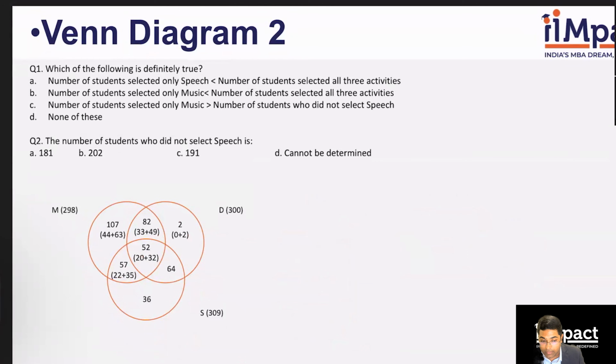So these are the values that I will get. And the brackets are talking about the girls and boys number in every breakdown. Now it's very simple. Question number 1, which of the following is definitely true? Number of students in only speech is less than number of students in all 3 activities. Correct. Move forward. The number of students who did not select speech is just these 3 numbers. 191. Finish.